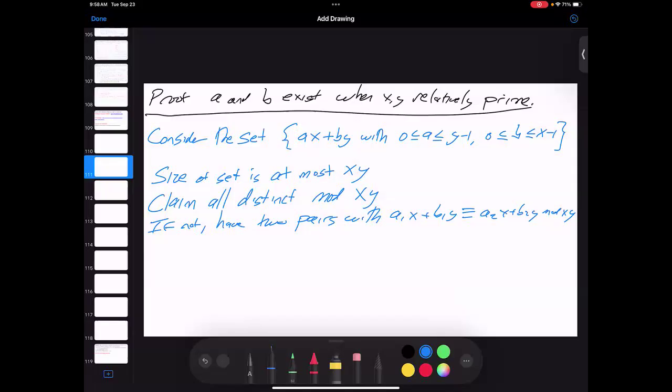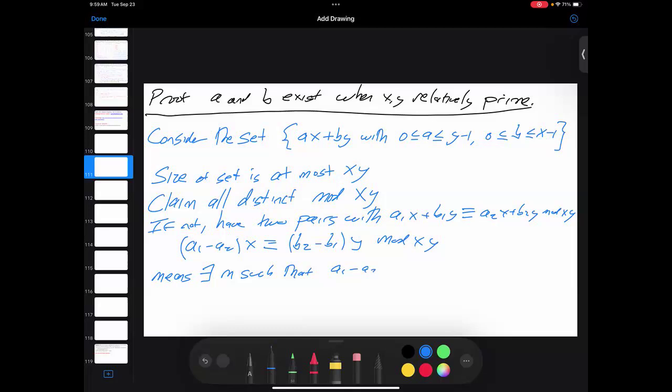So if we put the x's on the left, we get (A1 minus A2)x is congruent to (B2 minus B1)y mod xy. And that means there exists an m such that (A1 minus A2)x equals (B2 minus B1)y plus some multiple of xy. That's what it means for them to be congruent.